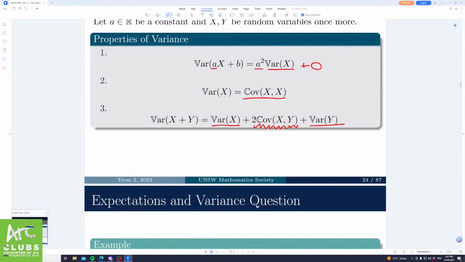Just note that if x and y are independent, well then this covariance term is actually just 0. So when x and y are independent, we can write var of x plus y is just simply var of x plus var of y.